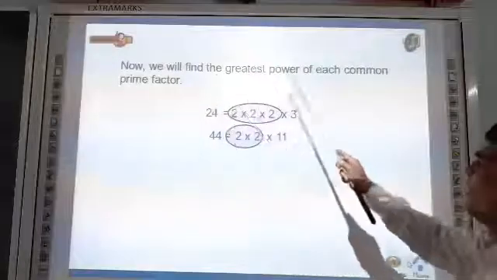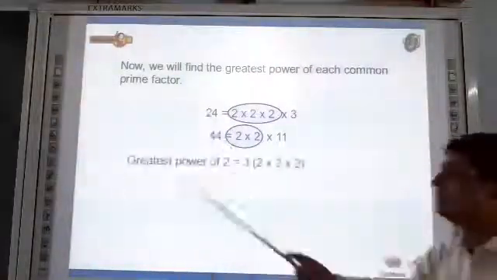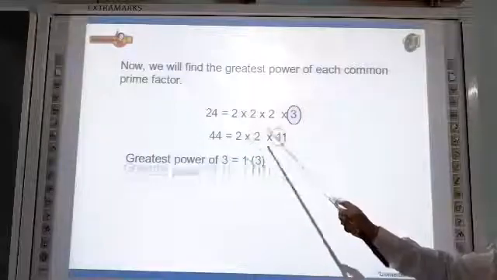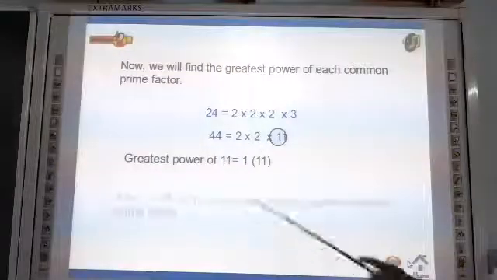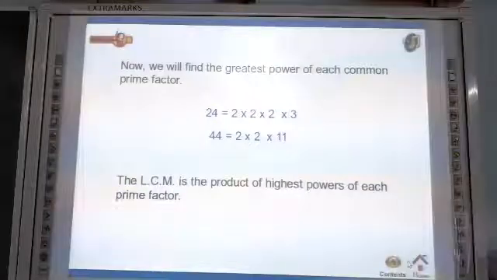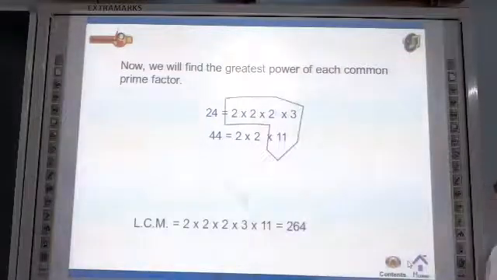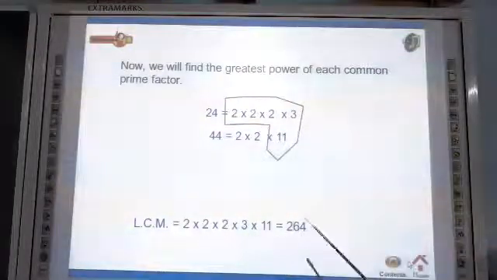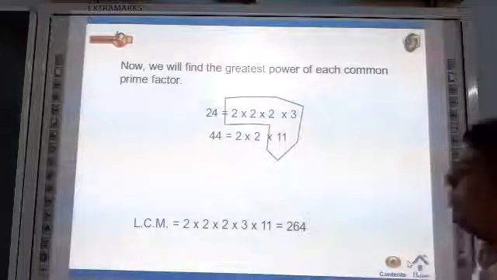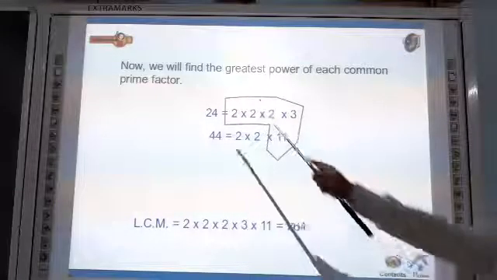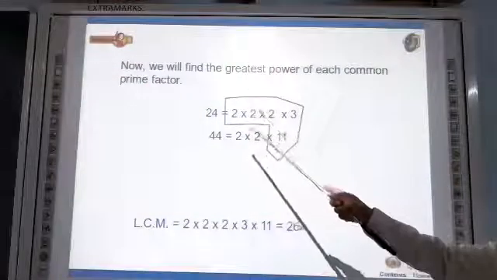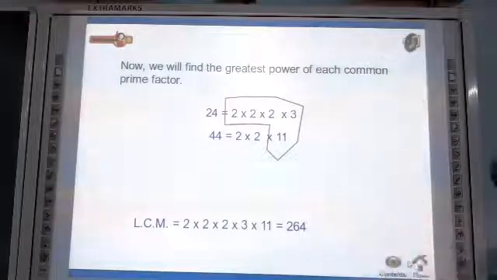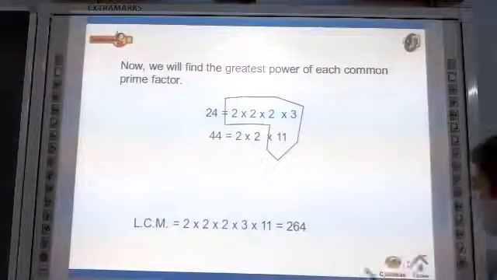Now we will find the greatest power of each prime factor. Look, 24 is equal to 2 multiply 2 multiply 2 multiply 3 and 44 is equal to 2 multiply 2 multiply 11. Now LCM is equal to 2 multiply 2 multiply 2 multiply 3 multiply 11, which is 264. Okay.